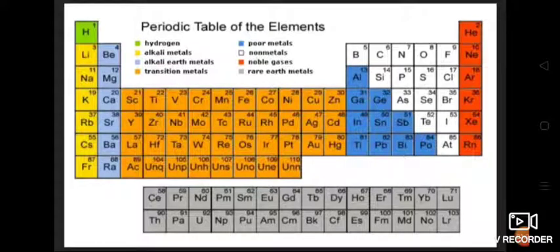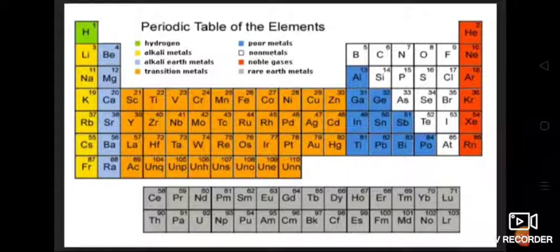So what is the group number of carbon? How many valence electrons are present in carbon? 4. What is the electronic configuration of carbon? 2, 4. K shell has 2 electrons, L shell has 4 electrons. So that is 10 plus 4, the 14th group. Carbon is present in the 14th group and second period.